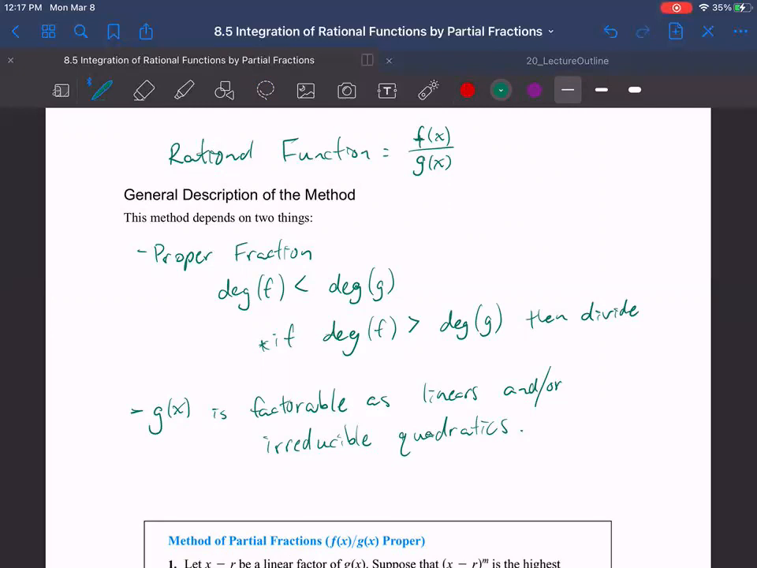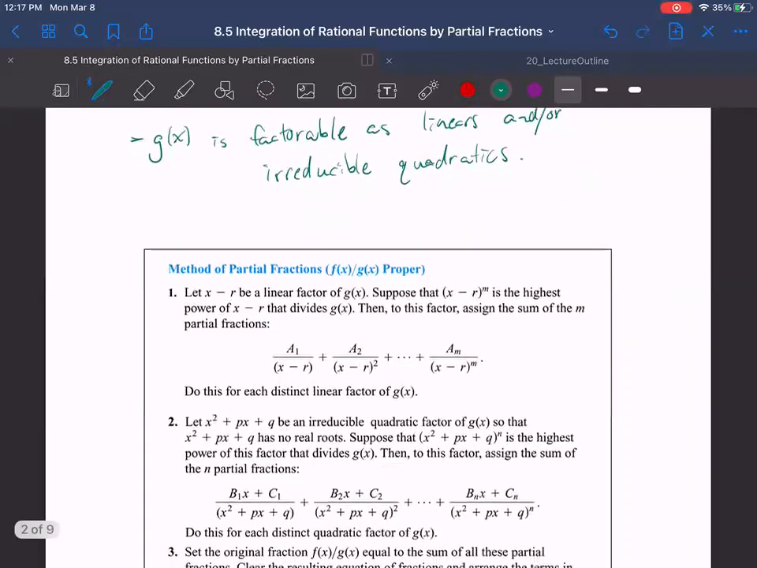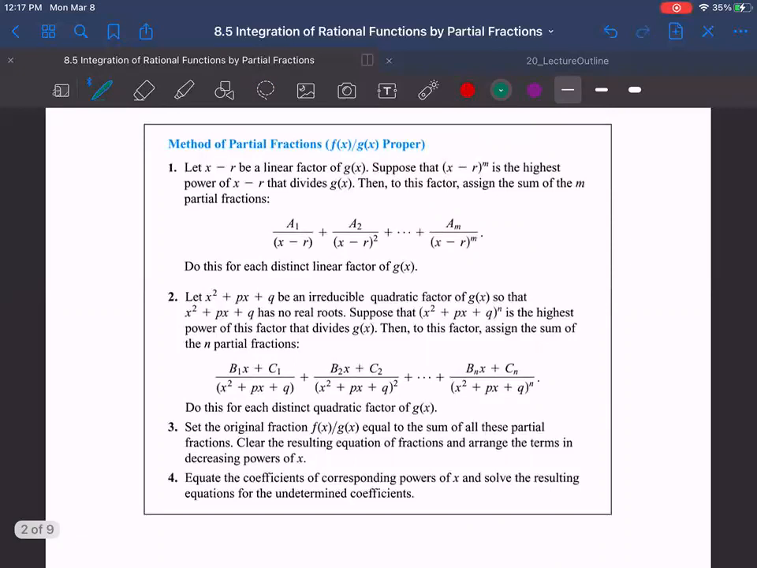So how do we do this for just general cases? Well, that's what we got right here. In fact, 1 and 2, you may be just picking between 1 or 2 or doing both of them. So let's look at 1. Let x minus r be a linear factor of g of x. That's the denominator. Suppose that x minus r to the m is the highest power of x minus r that divides g of x.